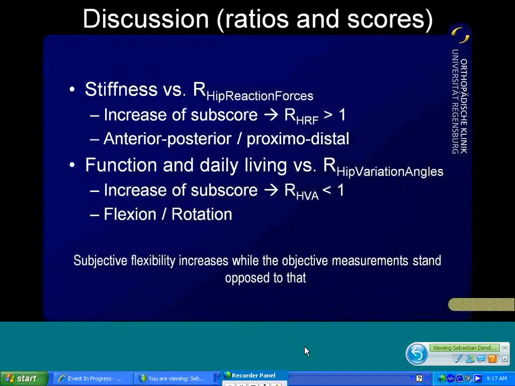If we combine the functional daily living subscore with the ratio of the hip variation angle, we can see that with an increase of subscore, the ratio of hip variation angles decreases. This has disappeared in the flexion and rotation angle. So what does this all tell us? It says that the subjective flexibility increases while the objective measurement stands opposed to that.